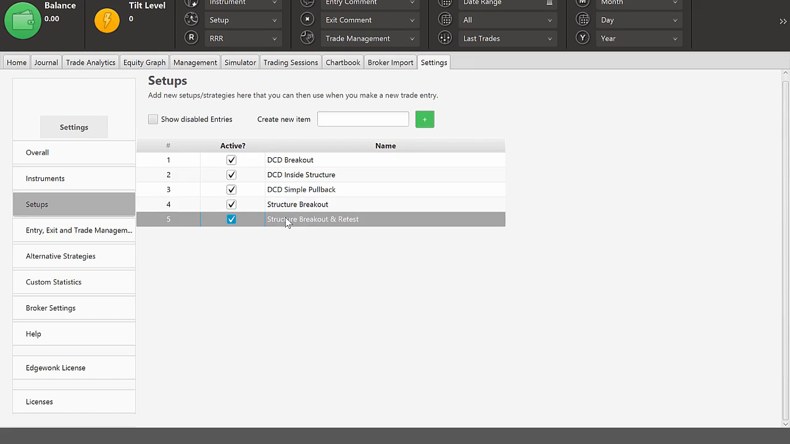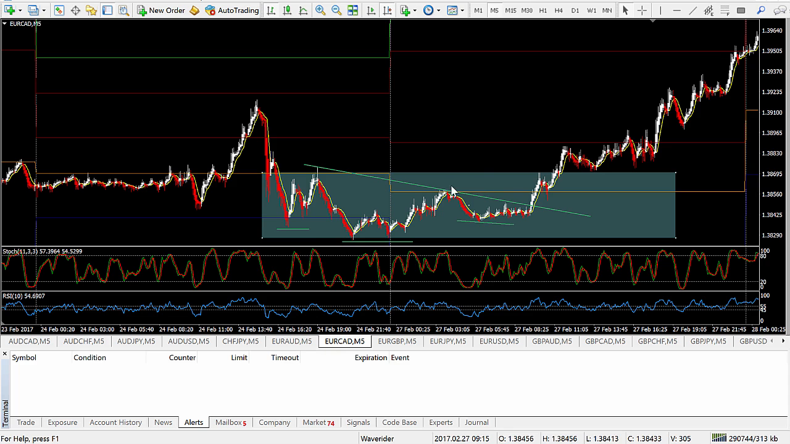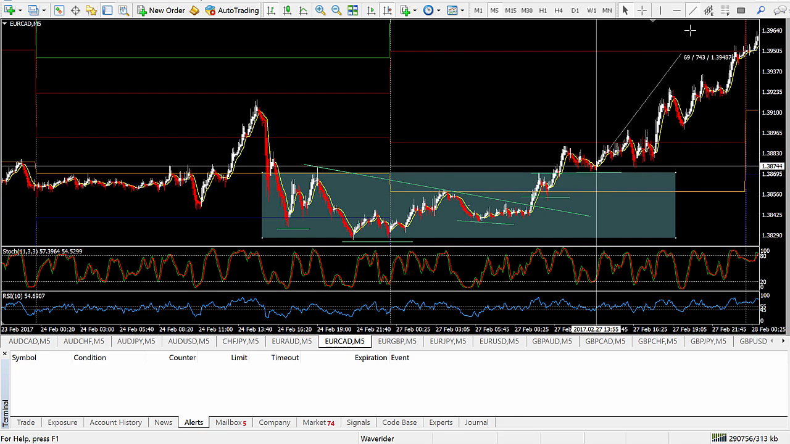Last but not least, the structure and break retest. Simple. After we broke out of the structure, we retested it. So retest number 1 here of this high, retest number 2 here of the whole structure itself, of this double top, and we can get in here.